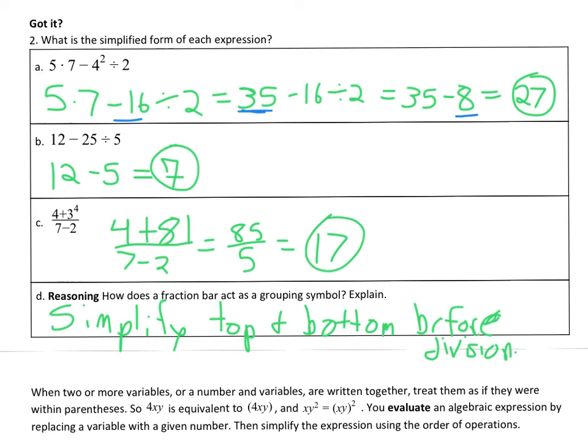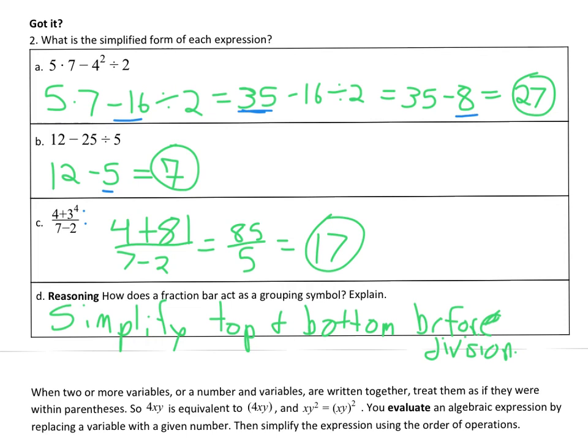Part B, I only had 2 steps. I did the division first to get 5, and then I subtracted 12 minus 5. Pretty simple. For C, that's a really important one. I need to simplify the numerator, the top, and the denominator before I can divide and simplify that fraction. So I did the exponent on the top. I added together 4 and 81, and then I did 7 minus 2 on the bottom. And then I divided them.